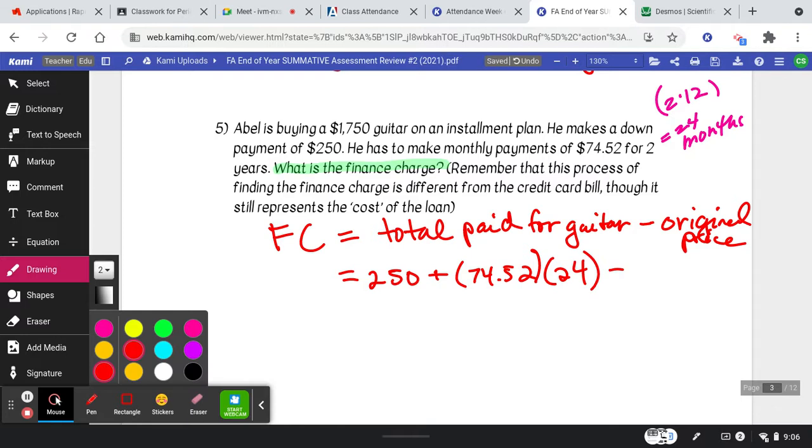And then going back to the original price of the guitar, Carla, do you see that we're going to be subtracting that $17.50 at the end? So PEMDAS, we're going to want to do this stuff first. We're going to do the multiply, then the add, then the subtract. Why in 7th grade do they teach us PEMDAS? Here it is right here, real life. You're buying a guitar, you're going to use it. So Carla, what was the $74.52 times 24?